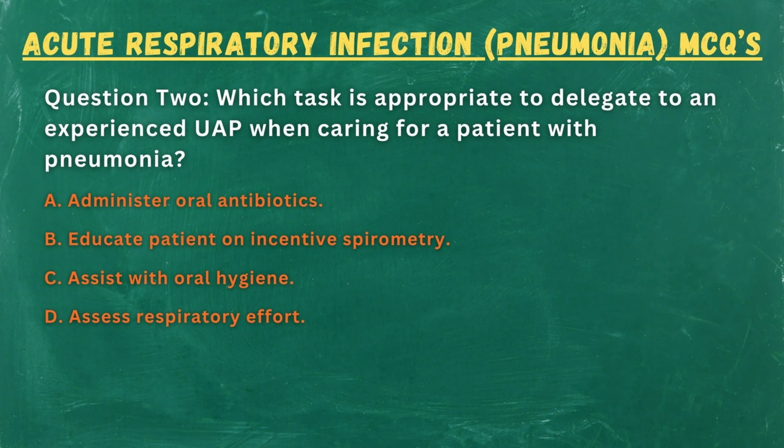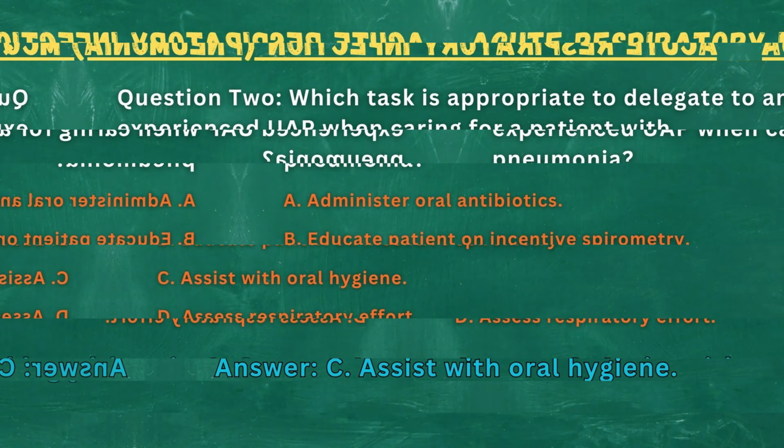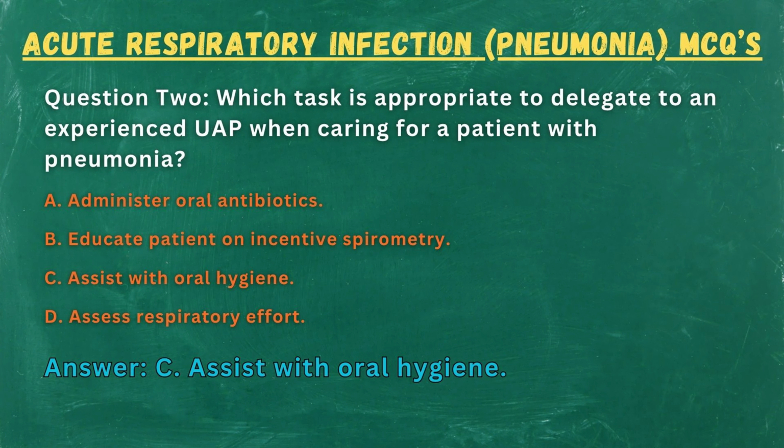Question 2. Which task is appropriate to delegate to an experienced UAP when caring for a patient with pneumonia? A. Administer oral antibiotics. B. Educate patient on incentive spirometry. C. Assist with oral hygiene. D. Assess respiratory effort. Answer. C. Assist with oral hygiene.